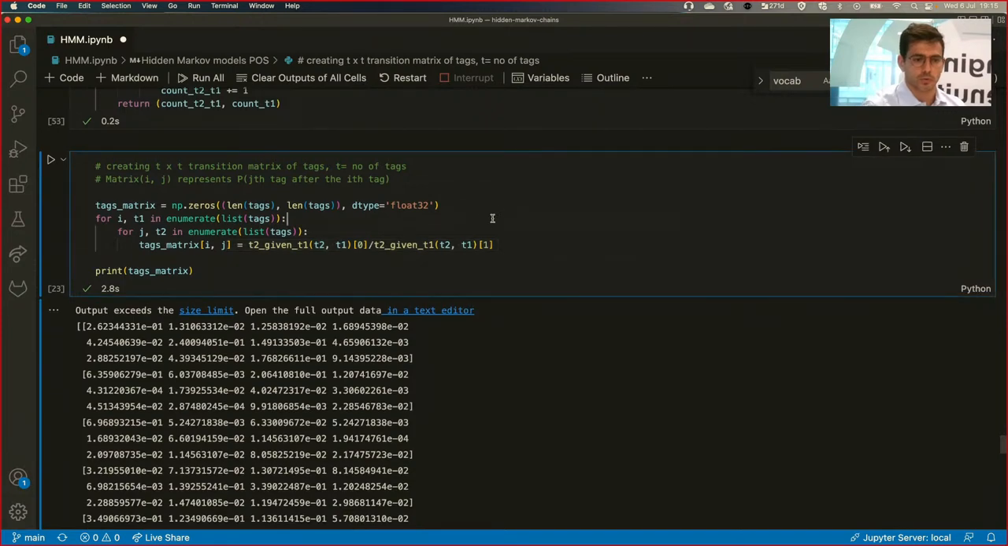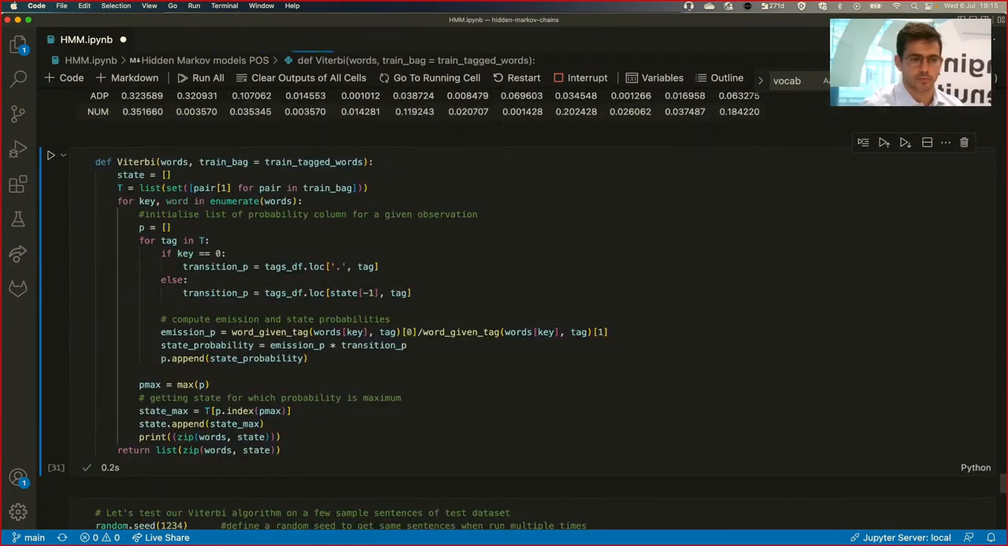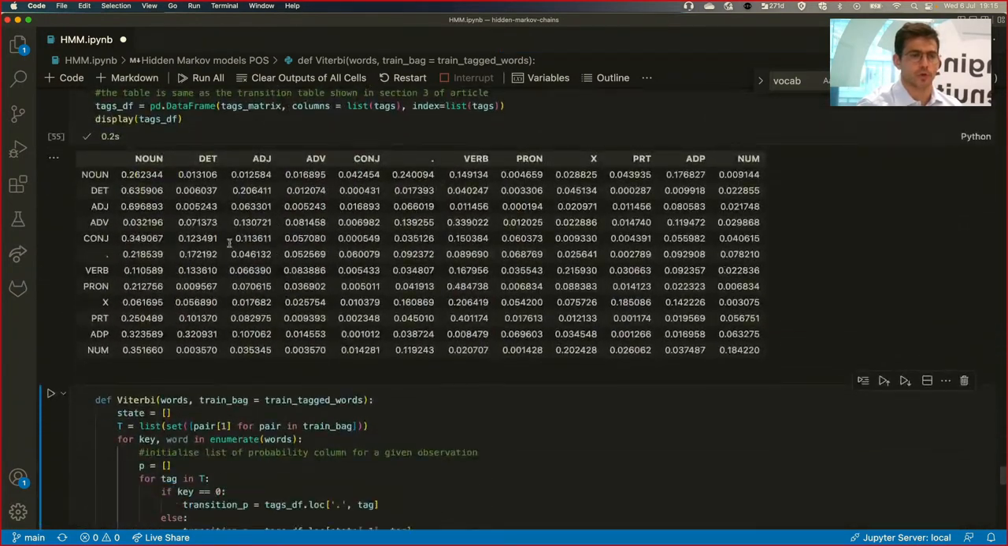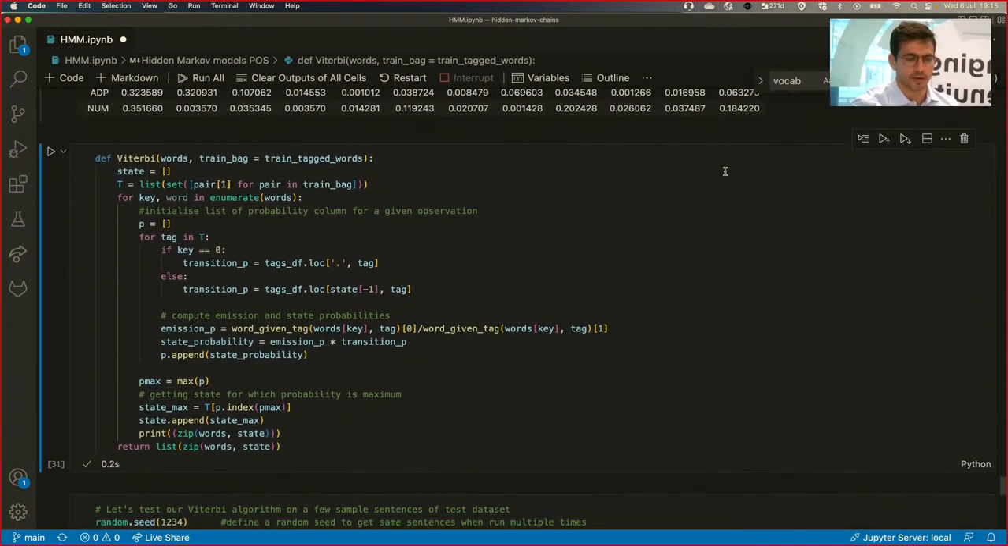So how the transition probability matrix will look at the end is like that. It's a data frame where we can see the transition probabilities between the hidden states, which, as we said before, the hidden states are the part of speech. And then we're coming to the Viterbi algorithm.